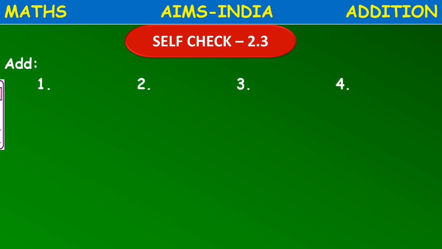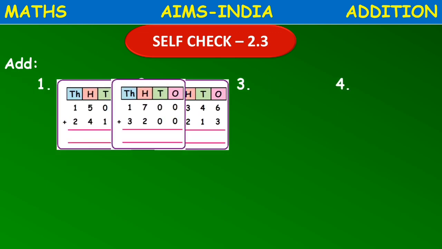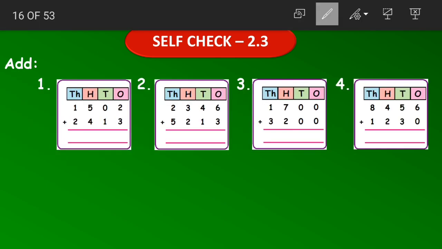Self check. Again, these are a few questions here, children. Try solving these as well. I'll solve the first question. You try solving 2, 3 and 4. Coming to the first question, in the ones place we have 2 and 3. 2 plus 3 becomes what? 2 plus 3 becomes 5.